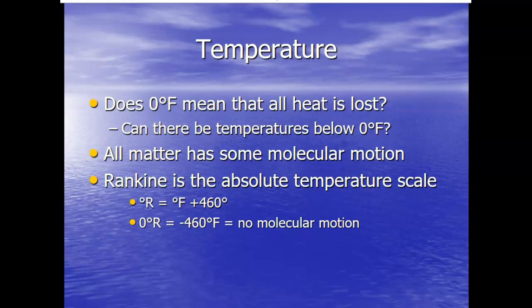Absolute zero is actually measured in Rankine, and absolute zero is minus 460 degrees Fahrenheit. So when we talk about temperature, we'll talk about measuring it in Rankine. And remember, Rankine equals Fahrenheit plus 460 degrees.